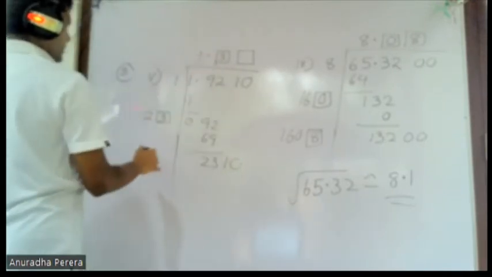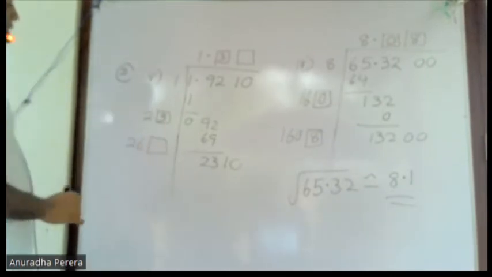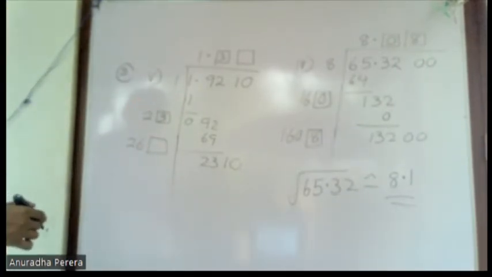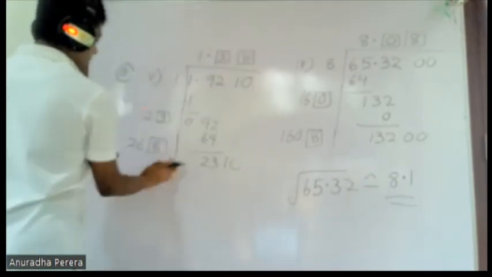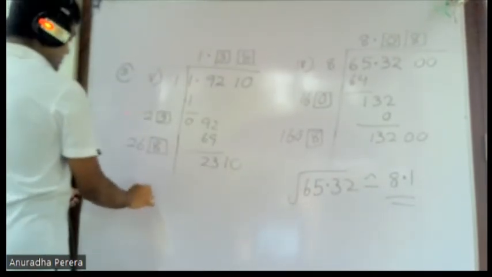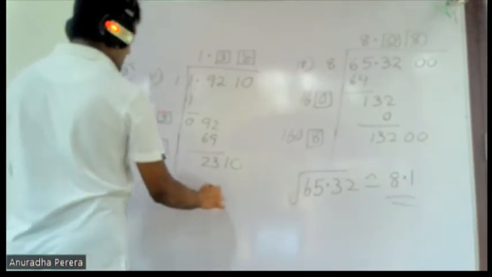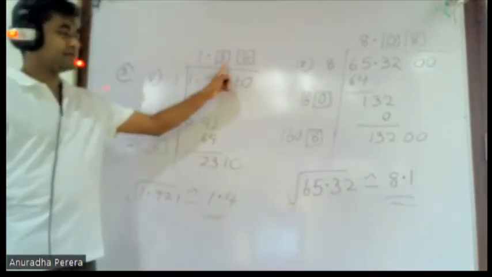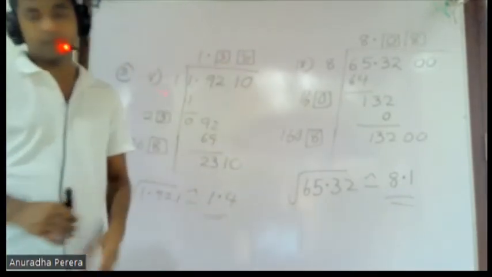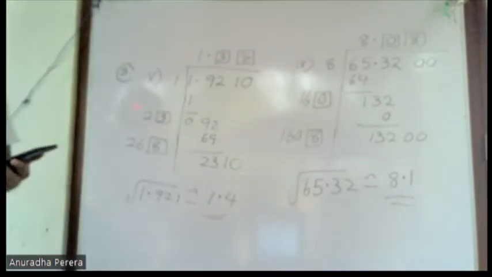Twice of 13 is 26. What is the value? 8. We don't need to multiply. Your answer is 1.921 to the first decimal place, 1.4. The second decimal place is 8. The answer is 1.4.